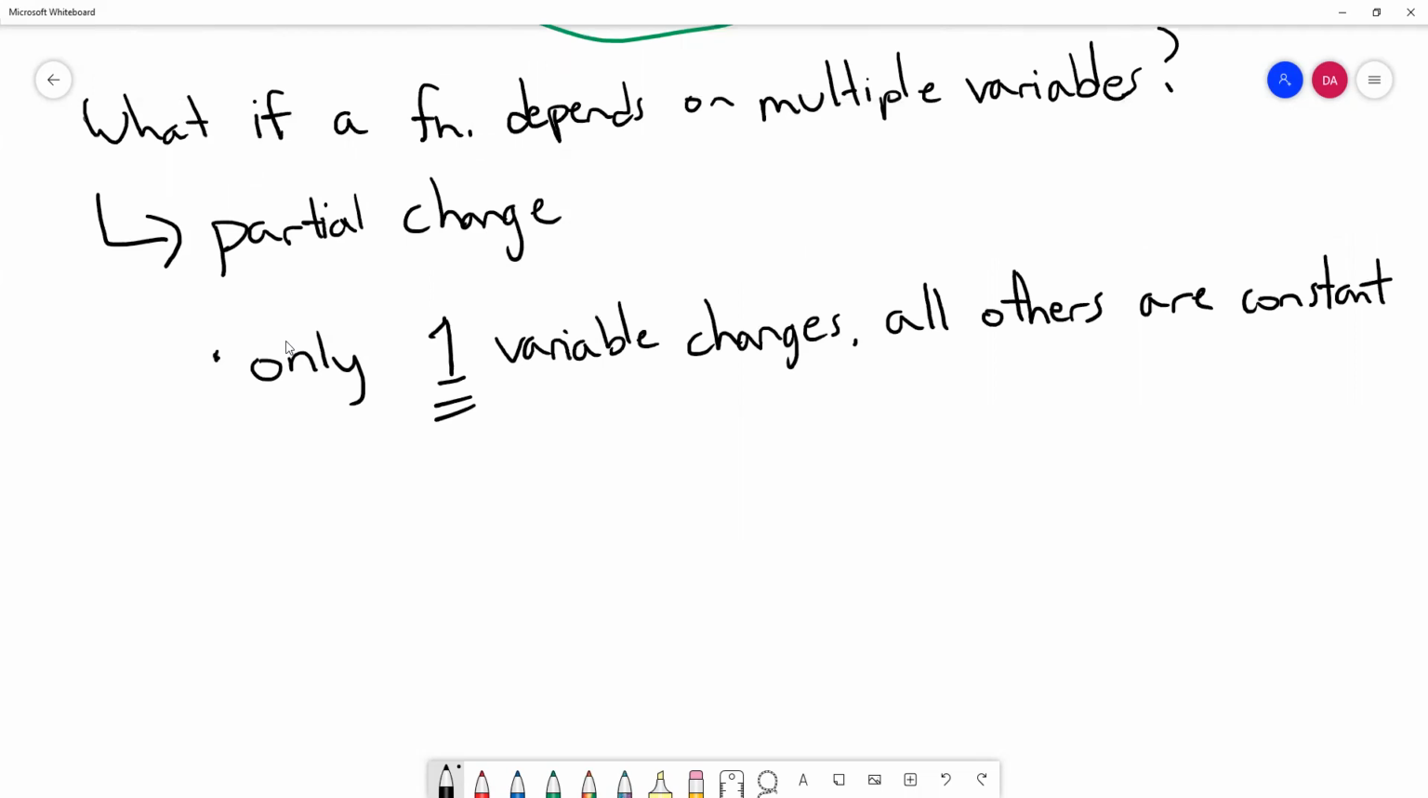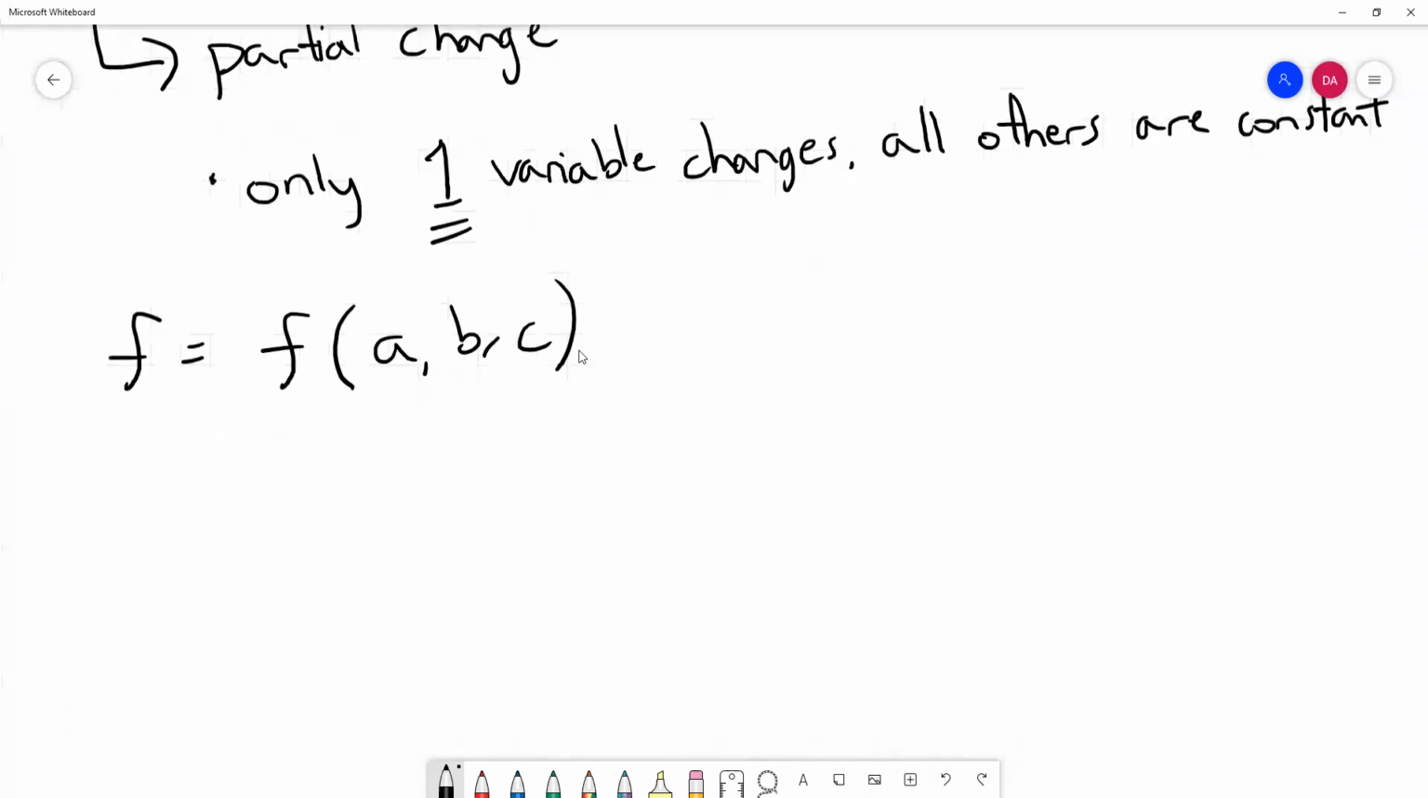For example, if I have a function f, and f is a function of a, b, and c, three different variables that all affect my function f, which is my dependent variable. If I want to know how f changes when only a changes, I can express that partial change with this expression, where this little squiggly d just means a partial change, not really a total change.